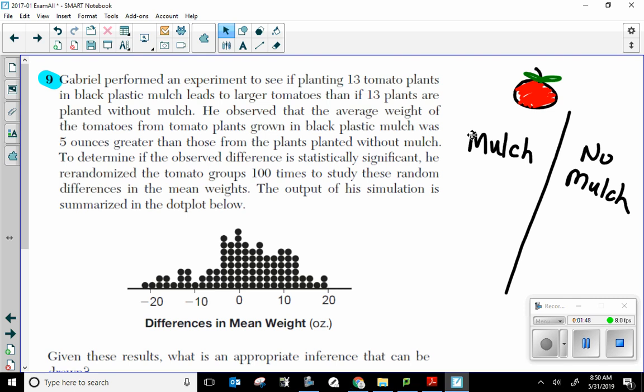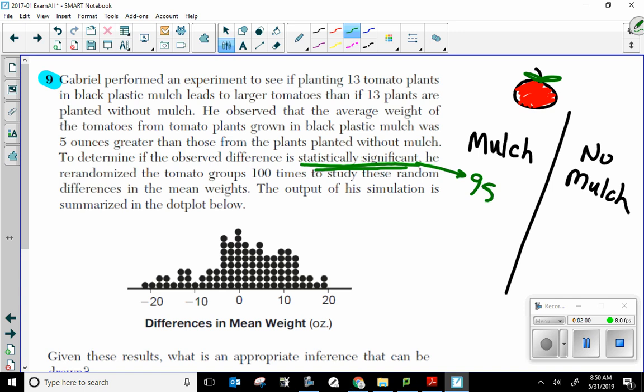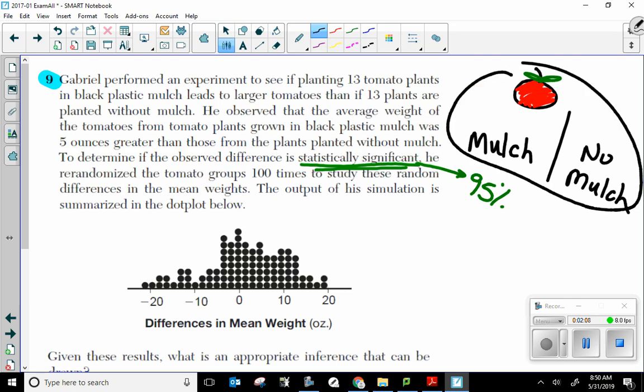To determine if the observed difference is statistically significant. To me, this screams, if it's significant, if it's normal, that screams 95%. In fact, we have two things. We have mulch and no mulch, and that to me screams 95%, statistically significant.